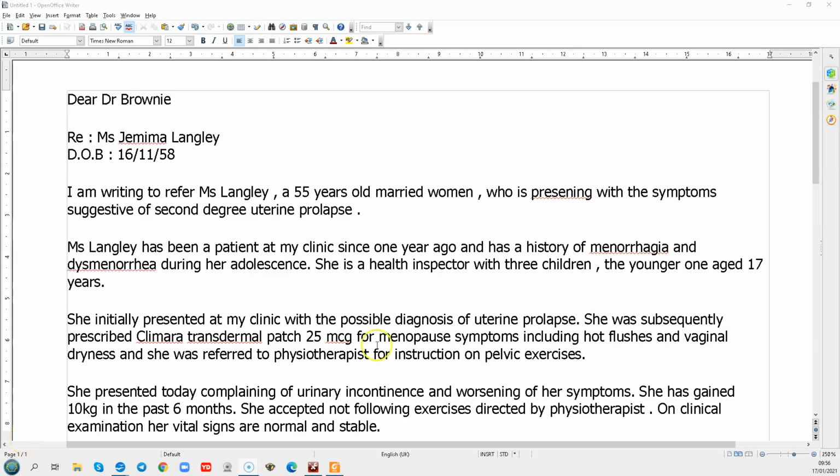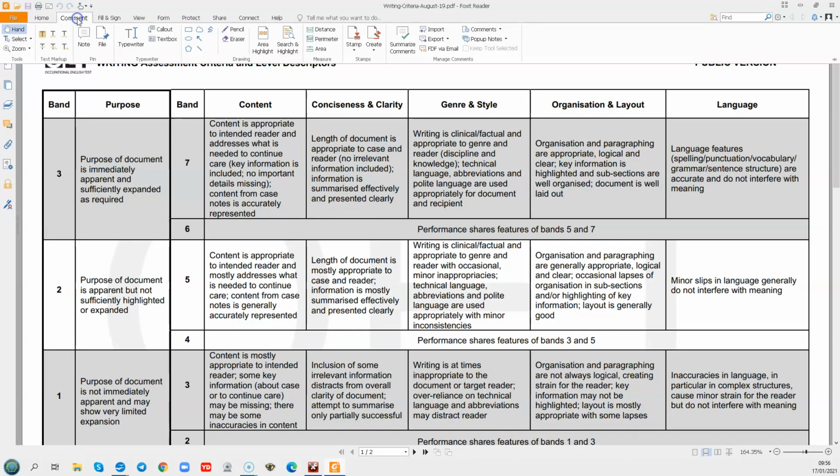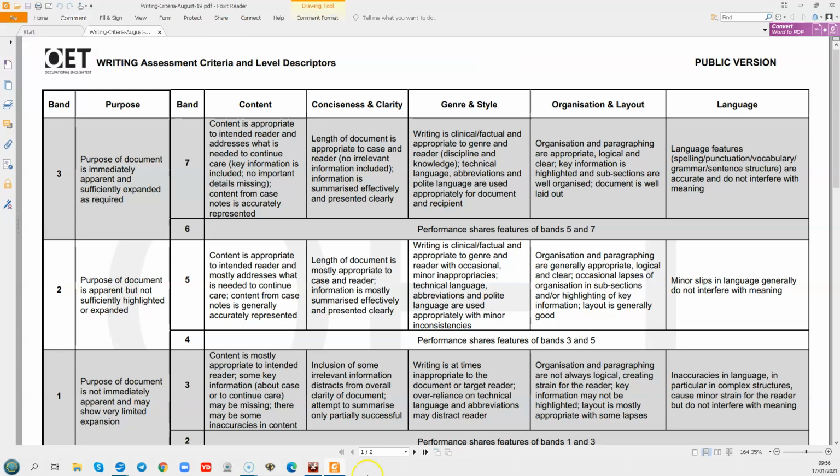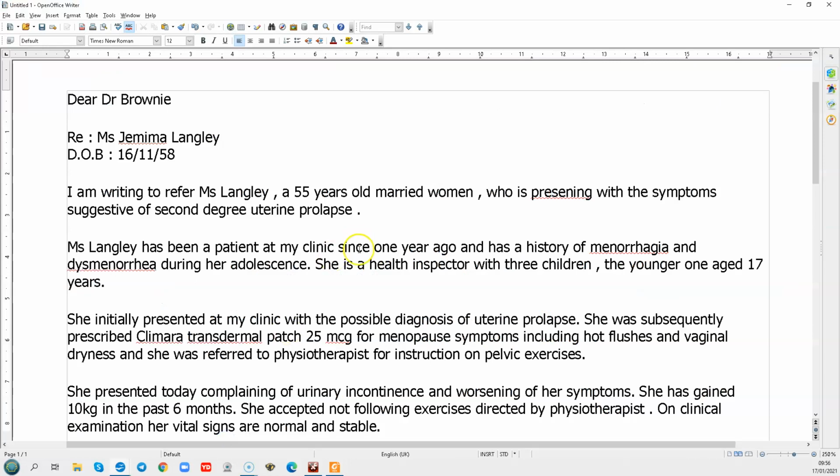Okay, let's have a look at this letter someone posted a day or two ago. I have the criteria here to refer to, so I'll be using that. And let's have a look. Now, there's a fair bit of grammar in this, and one or two other inconsistencies.